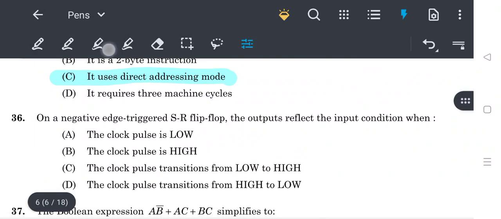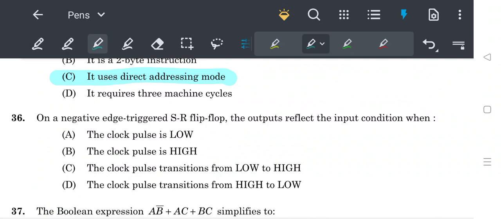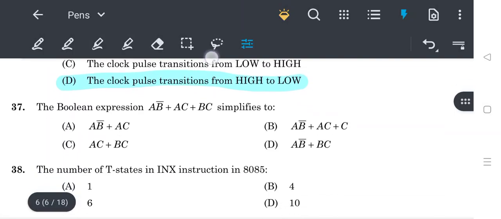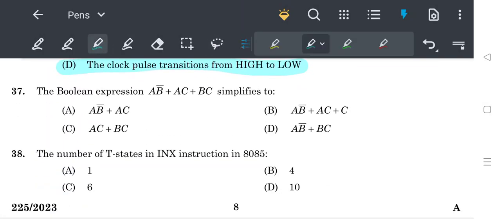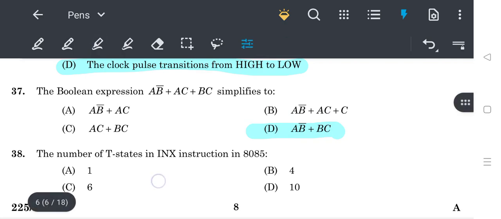Next question, in a negative edge triggered SR flip-flop, the output reflects the input condition when? Option D, the clock pulse transitions from high to low. Next one, the Boolean expression A B bar plus AC plus BC simplifies to? Option D, A B bar plus BC.